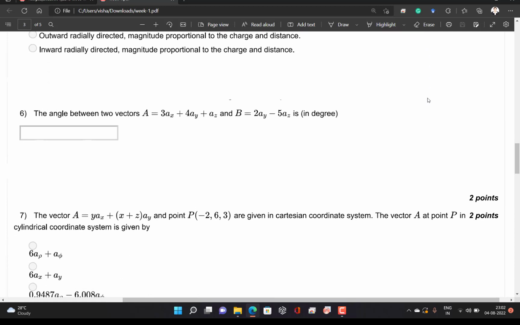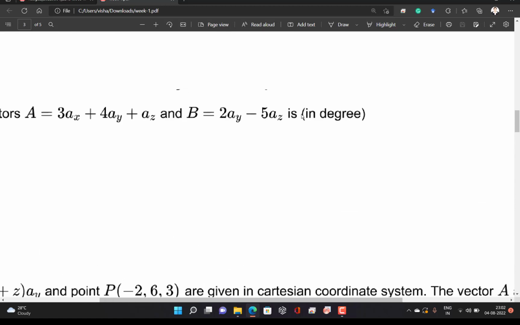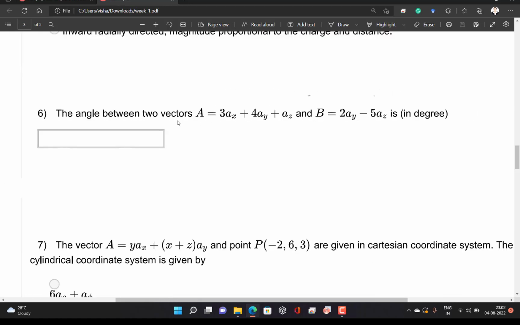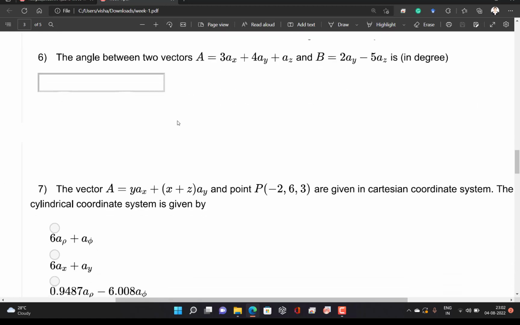Okay, now let's move to question number 6. Question number 6 asks for the angle between two vectors: A equals 3ax plus 4ay plus az and B equals 2ay minus 5az, in degrees. The question here is very easy. It's simple arithmetic for two vectors. The first vector is given as A and the second vector as B, and we have to find the angle between these two vectors.